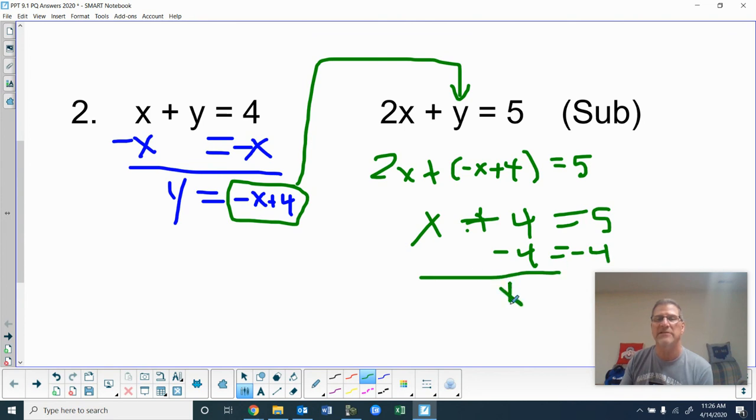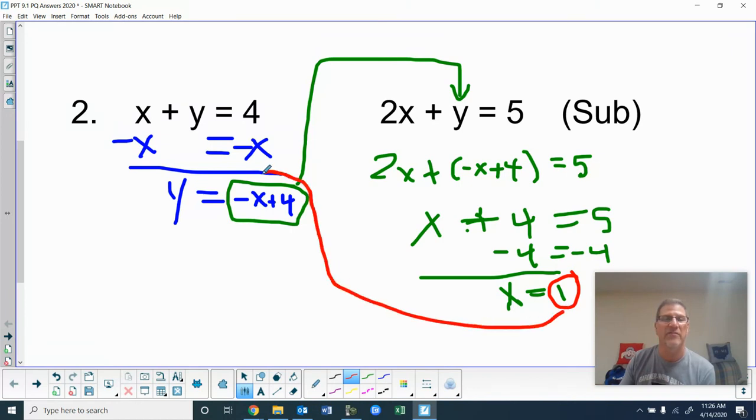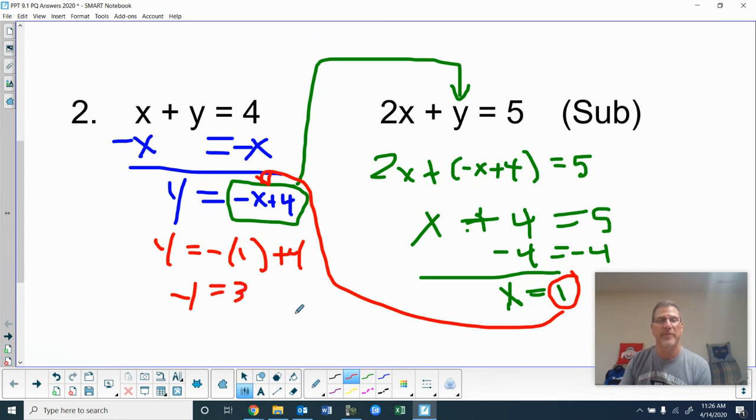So I get x equals 1. And then I'm going to take that 1 and put it in right there, because I want to find y. So I'm going to go y equals, and remember there's a negative there again, so it makes it negative 1 plus 4. So y is 3. So this one, x is 1 and y is 3.